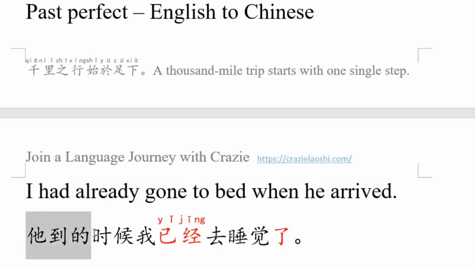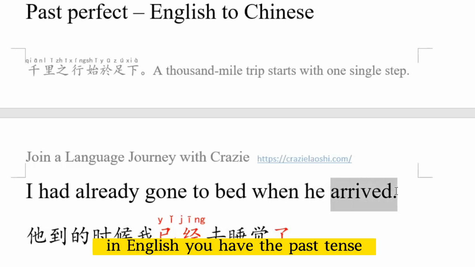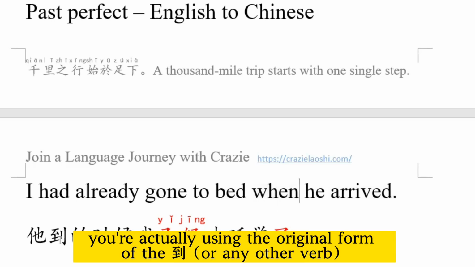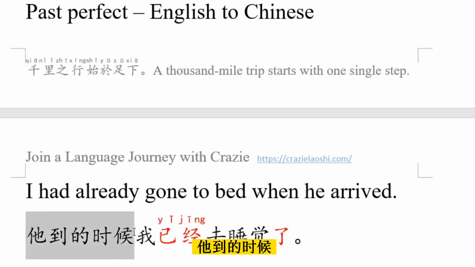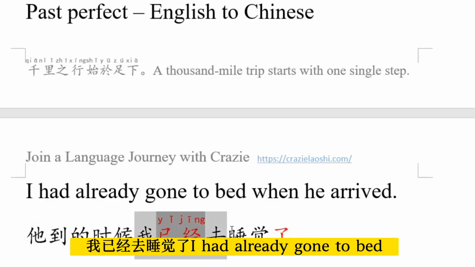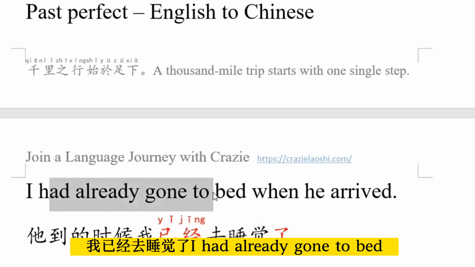他到的时候，我已经去睡觉了。Now you notice when he arrived, in English, you have the past tense, but in Chinese, whenever you use this when, you're actually using the original form of the 到. Okay, 他到的时候, but I know he already arrived. Okay, 我已经去睡觉了. I had already gone to bed.